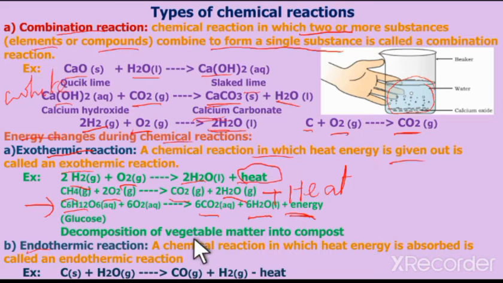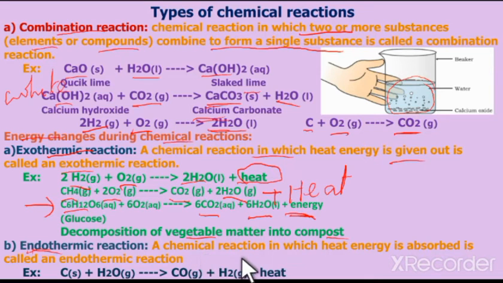Next, the decomposition of vegetable matter into simple compost is also an example of an exothermic reaction. You can notice that if vegetable waste matter is placed in a closed container, it becomes very hot because it is being decomposed by microorganisms.